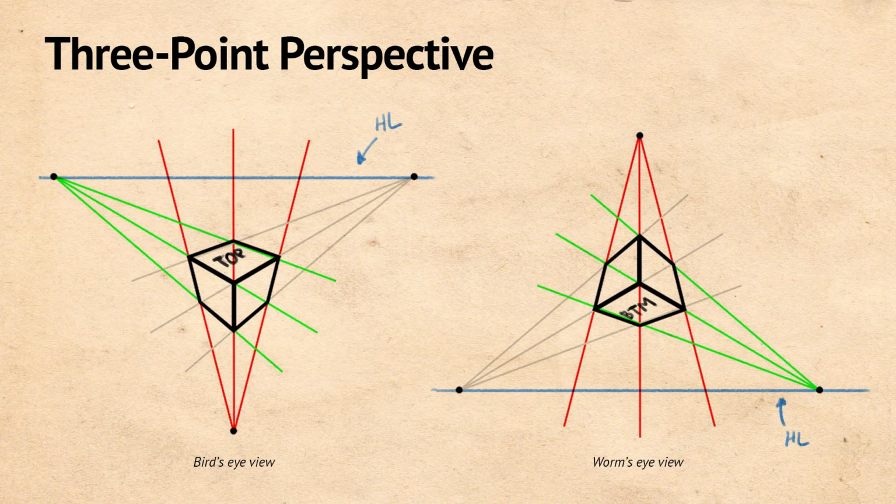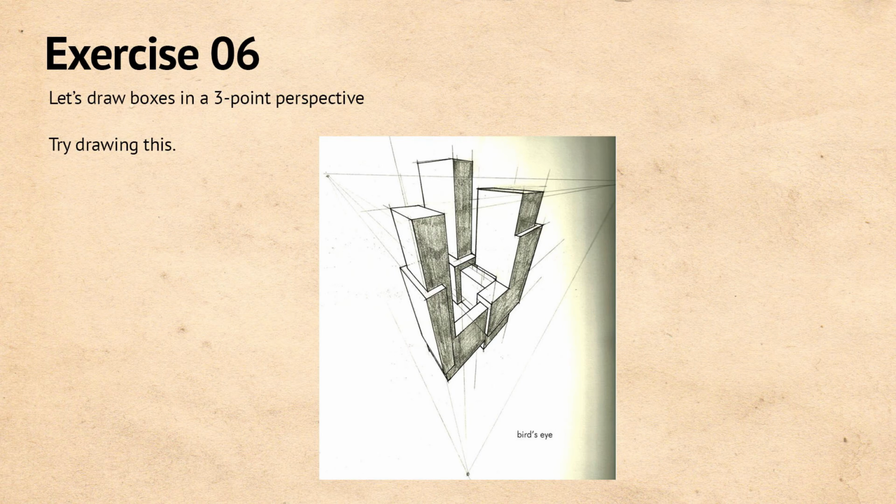So to further elaborate, if the third vanishing point is situated below the horizon line, this is typically like a bird's eye view. If the third vanishing point is situated above the horizon line, the resulting image will look like it's captured from a worm's eye view. Alright, for exercise 6, let's draw these boxes in a 3-point perspective.